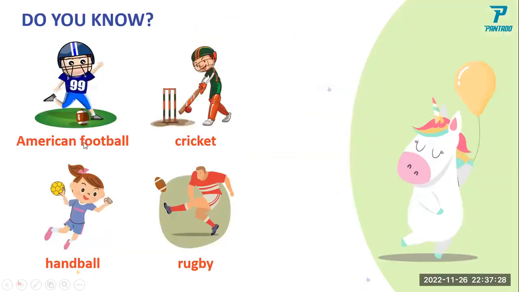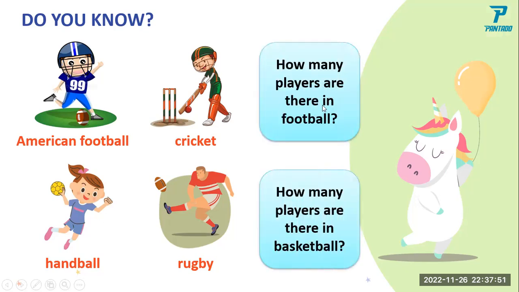Okay. Now, do you know American football? This is American football. This is cricket. Okay, I'm not familiar with this. And this is handball. And this is rugby. Okay, these are sports in America. So, how many players are there in all? I don't know much about this kind of sports. I only know basketball. It is around five players each team. I don't know how many players we need for cricket, handball, rugby. Okay, American football.